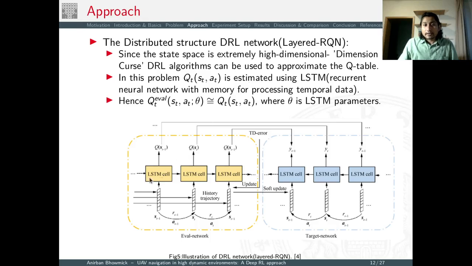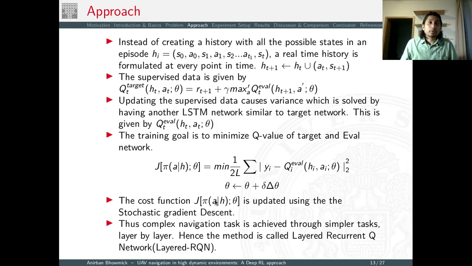We also see that each LSTM is associated with certain history because it analyzes the temporal data with different time movements. But in this method, we are not taking the history for all the states and actions in an entire episode. Instead, we calculate the history at each time step by adding up the history of the previous time step and combining it with the action and the state currently taken. This supervised data is then used to update the Q value of the target network.